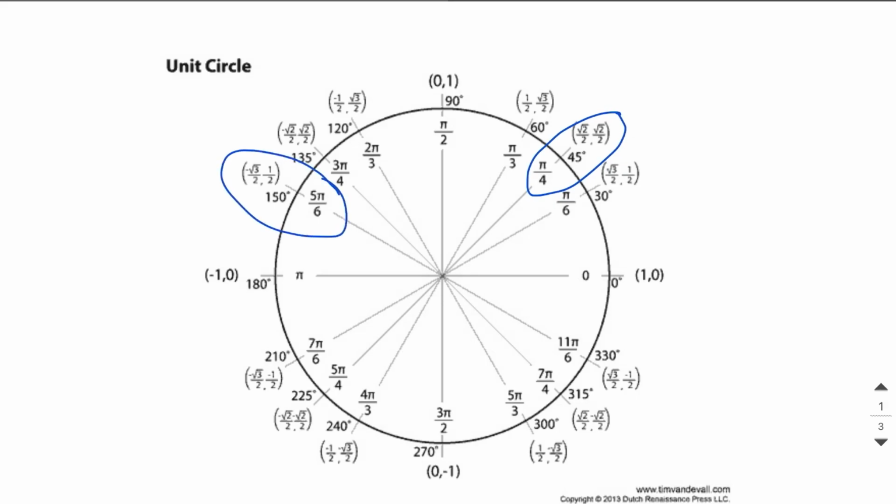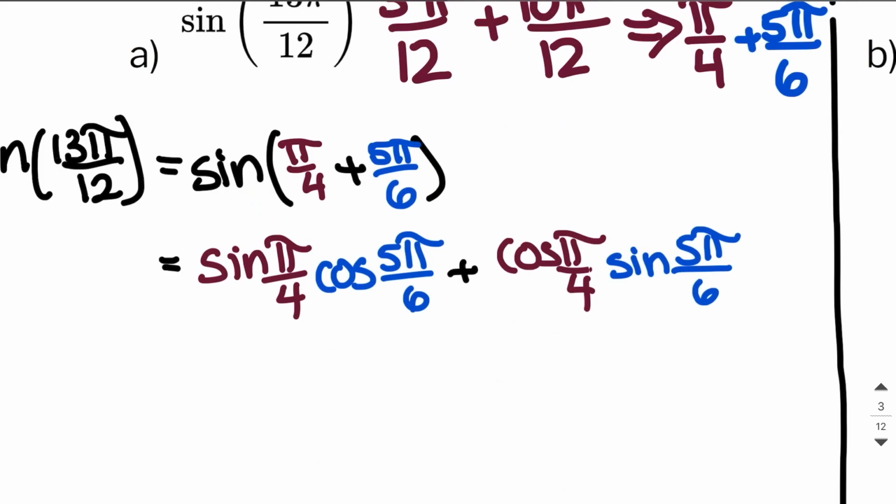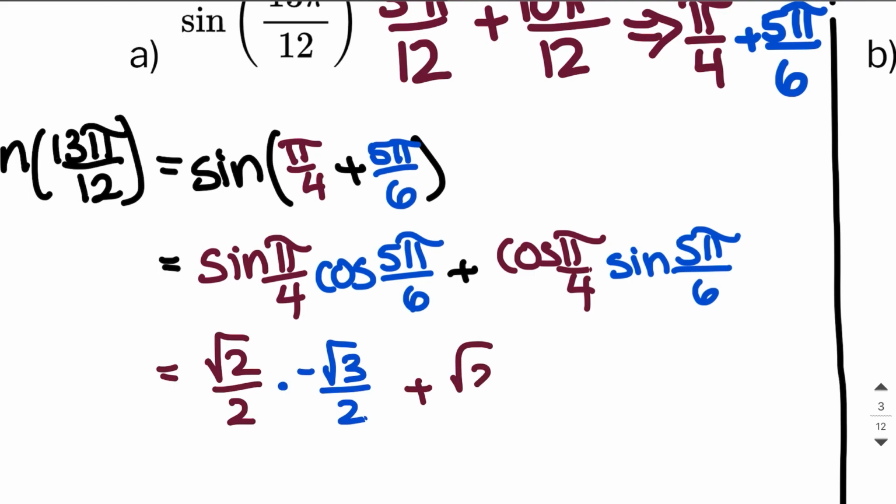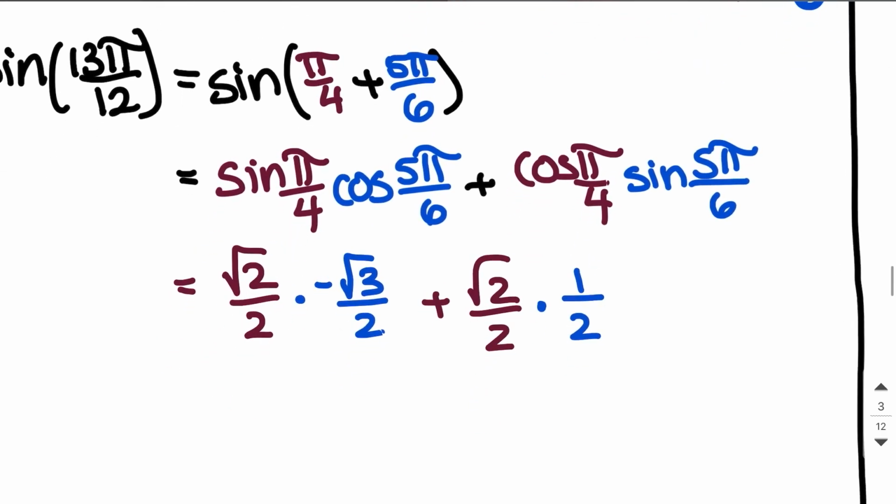Okay, I'm not going to go over how to use those just because that is from the previous unit. So we know that the sine of pi over 4 is root 2 over 2. And we also know that the cosine of 5 pi over 6 is going to be negative root 3 over 2. Plus, the cosine of pi over 4 is also root 2 over 2. And then I'm going to multiply that by the sine of 5 pi over 6, which is 1/2.